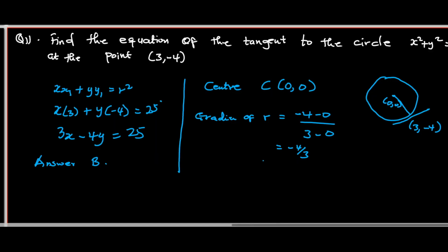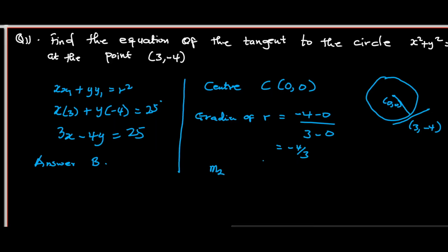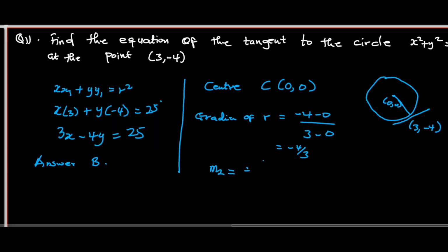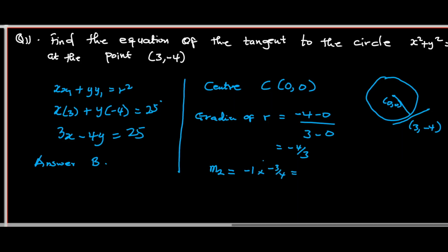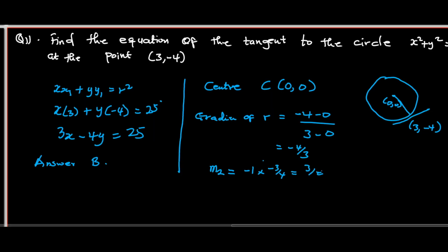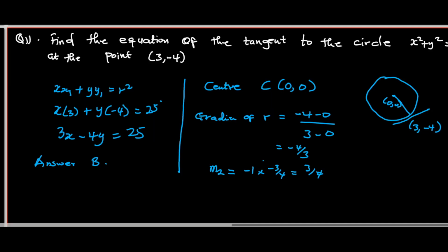Now since the gradient of the tangent is perpendicular to that of the radius, if we multiply this gradient by the gradient of the tangent, we are going to get negative 1. So in that case, we have our gradient for the tangent, let me say m2, to be equal to negative 1 times negative 3 on 4, and that will give us 3/4. So we have our gradient.